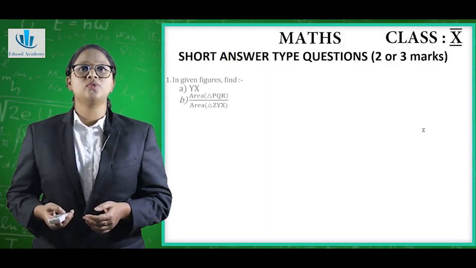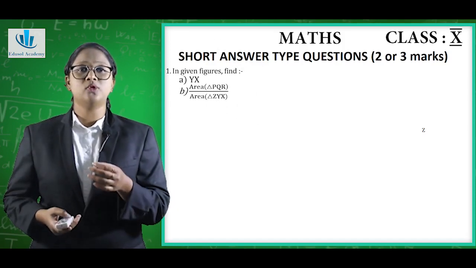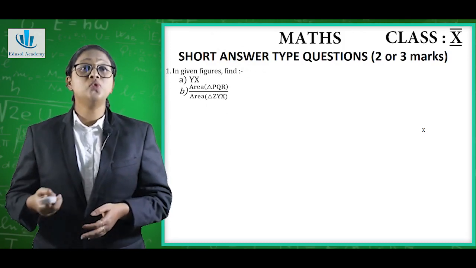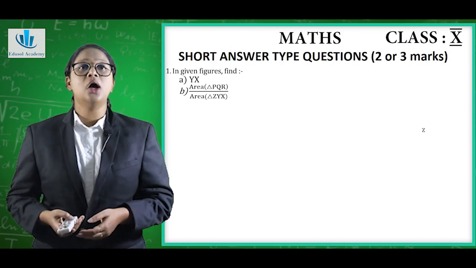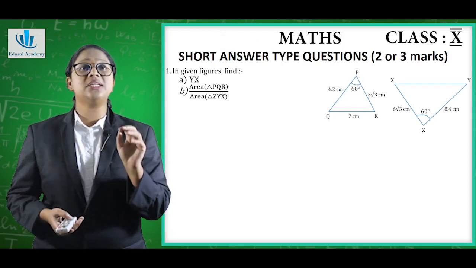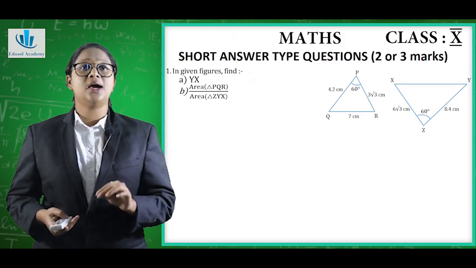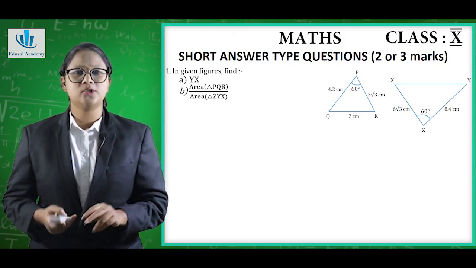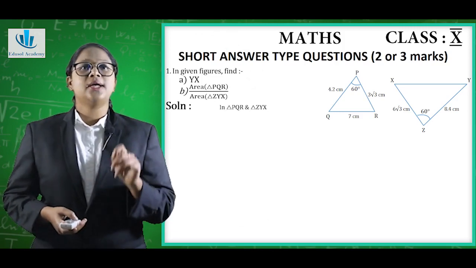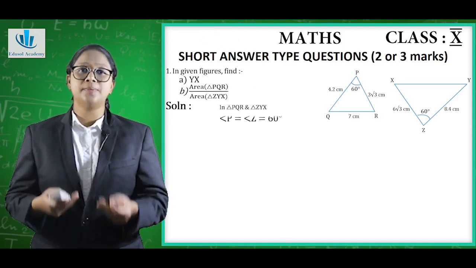Now let's move on to certain short answer questions which carry 2 or 3 marks, namely mostly in section B and C. So the first question, there are 2 figures given. In the given figure, find XY, that's the first part, and the second part is to find area of triangle PQR divided by area of triangle ZYX. So there are 2 subparts for this question. Let's begin. In triangle PQR and triangle ZYX, we have to prove that they are similar.